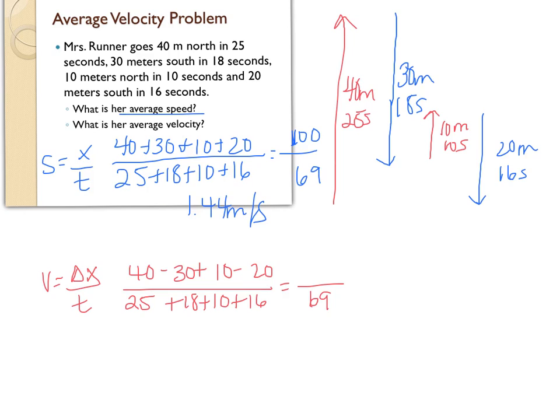So we're going to have 40 minus 30, which is 10 plus 10 is 20, minus 20 is 0. Okay, so 0 divided by anything is still 0. In this case, your velocity is 0 meters per second. You end where you began. Okay, so it's possible to get a 0 displacement and therefore a 0 velocity. So be sure to be able to calculate these and understand the differences between speed and velocity.